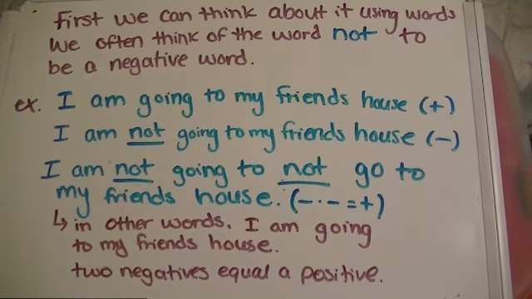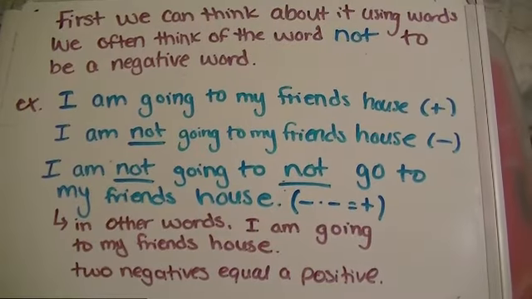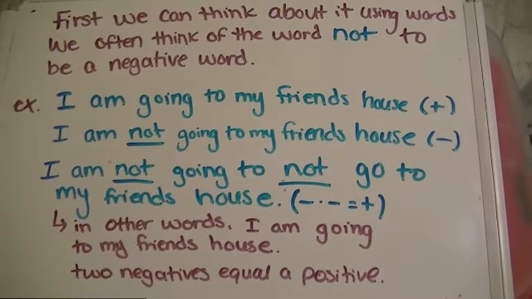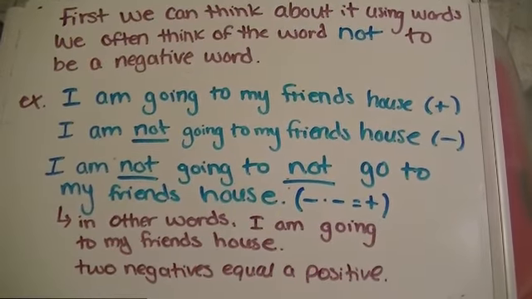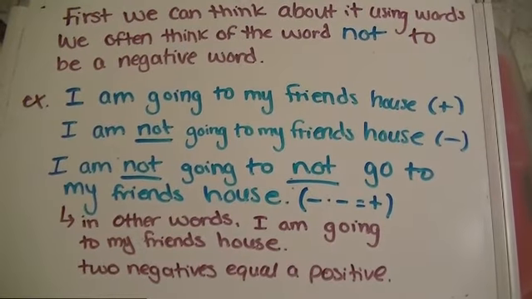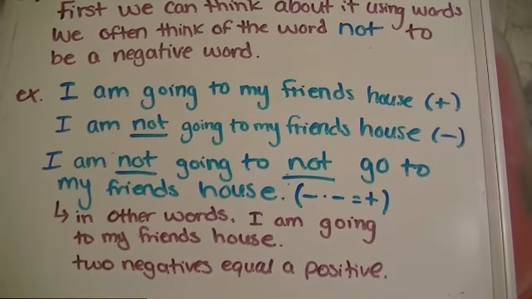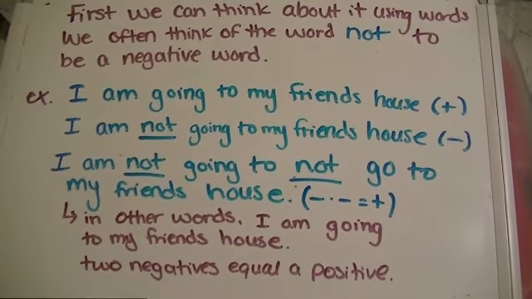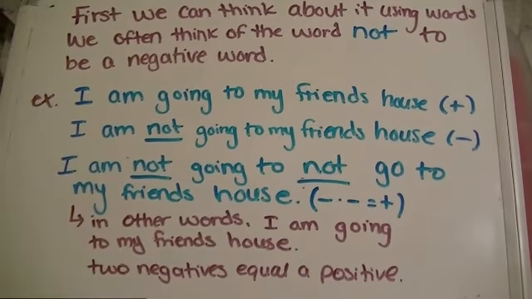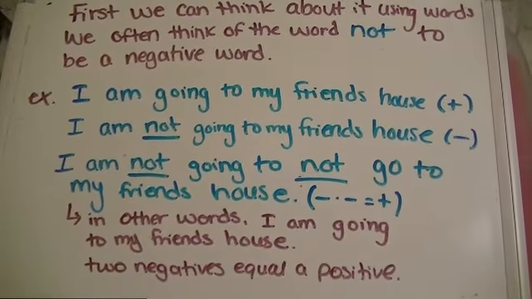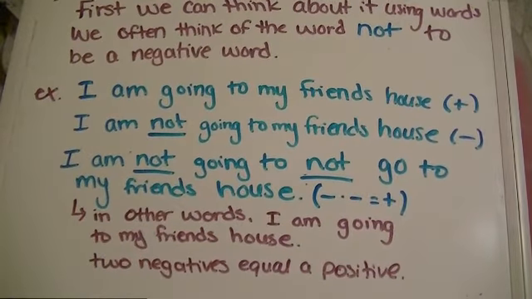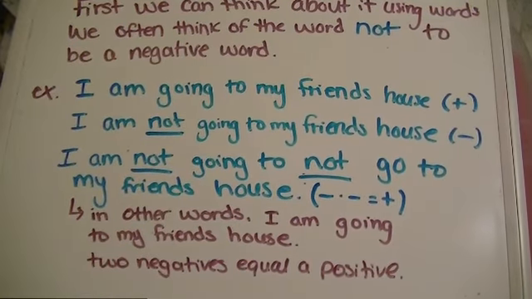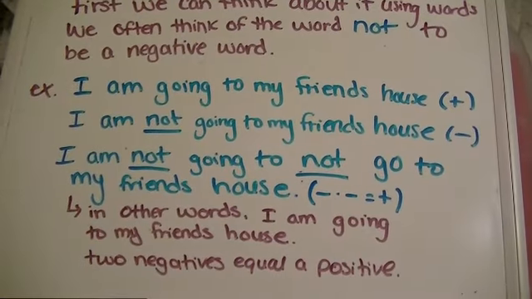We often think of the word "not" to be a negative word. So for example, "I am going to my friend's house" would be positive. "I am not going to my friend's house" would be negative. "I am not going to not go to my friend's house" would be two negatives. So in other words, I am going to my friend's house. It switches it to a positive. So two negatives equals a positive.